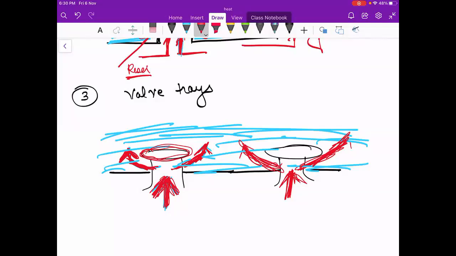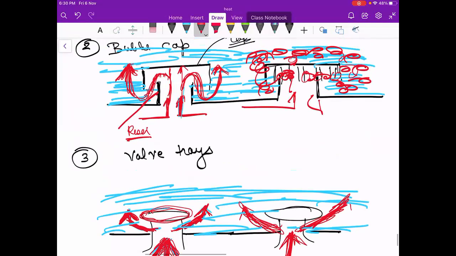Okay, and more maintenance will be in the valve trays, because that cap is moving up and down. In the valve tray, that valve is moving up and down. So least will be in the sieve tray and more will be in the valve tray, and you can say in the middle bubble cap, but bubble cap and valve tray are mostly similar, but the better answer will be valve tray.